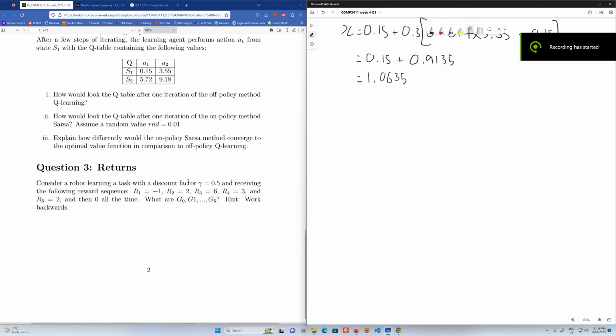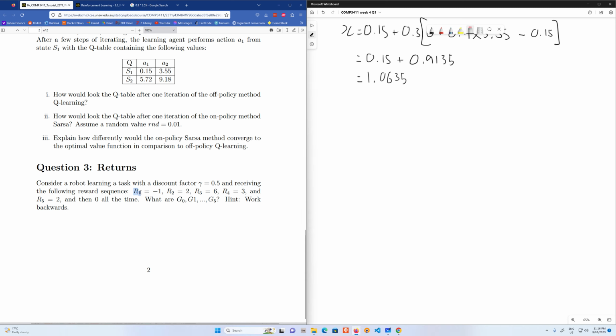Question 3 is asking us to consider a robot that receives a series of rewards in increasing time steps. So reward number 1 is -1, reward number 2 is 2, and so on, all the way up to reward at step number 5, which is 2. And basically at all time steps after 5, the robot gets a 0 reward.